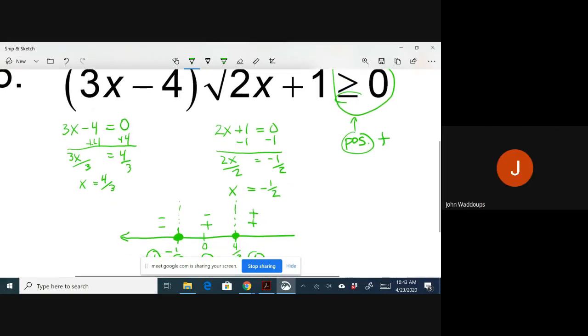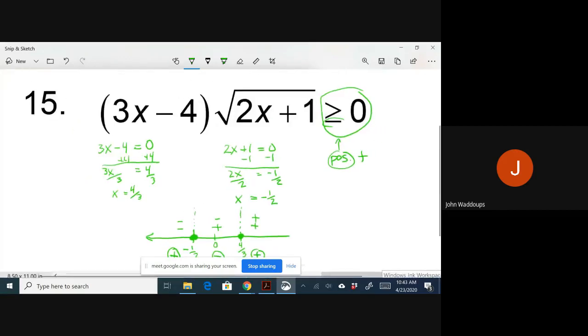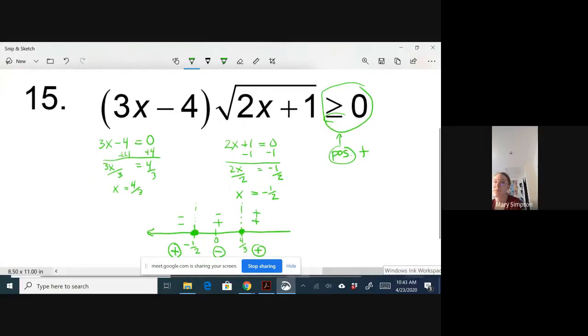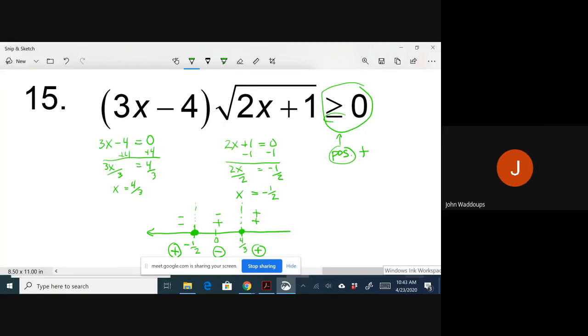Now let me think about this for just a second, because I think we might need to consider something else. If I put negative 1/2 in here for x, negative 1/2 times 2 would be negative 1. Is that correct? Yes. And negative 1 plus 1 is 0. The square root of 0 is 0, so that's fine.